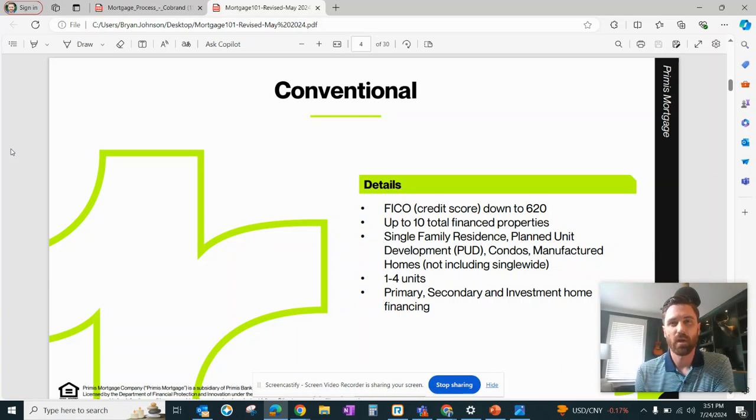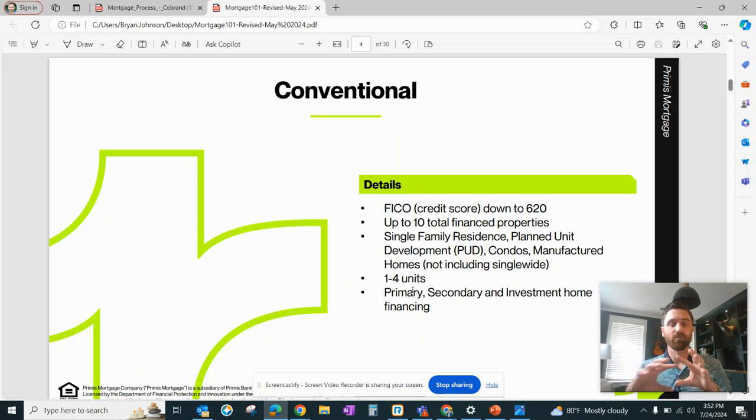So again, traditional products. The most traditional, the most popular would be conventional. So this is the loan program that people get confused about, and they think that you have to have 20% down. In fact, if you were to put 20% down, you would not have mortgage insurance or PMI. So that's where people get confused. But with conventional, you can actually go as low as 3% down. Typically, it's 5% down, but as a first-time home buyer, there's a 3% down option. And you'll see here's some details: 620 credit score, the amount of properties that you can finance. And again, you can do your primary residence, an investment property, second home, 1 to 4 units.